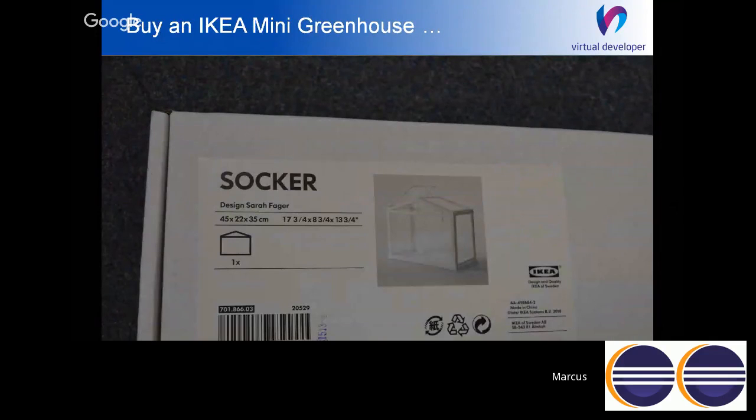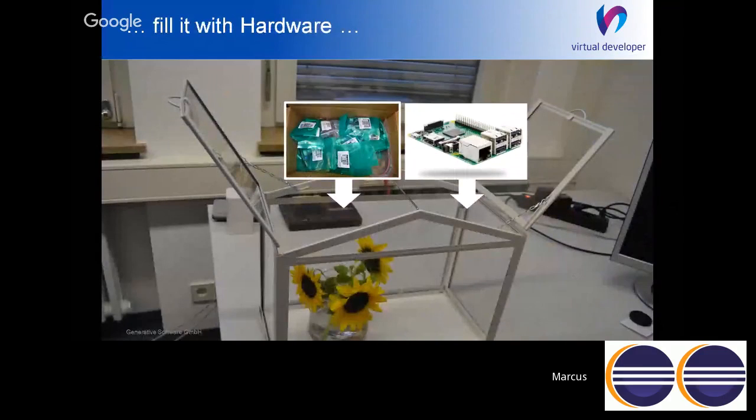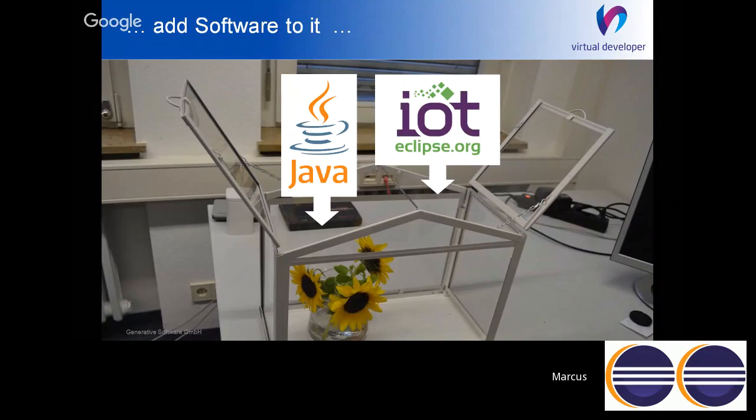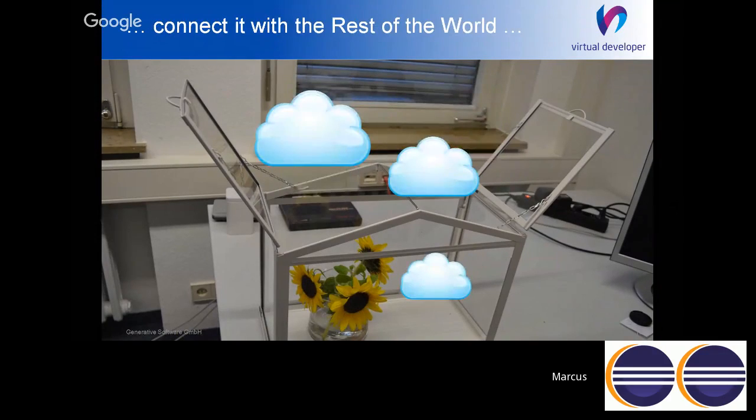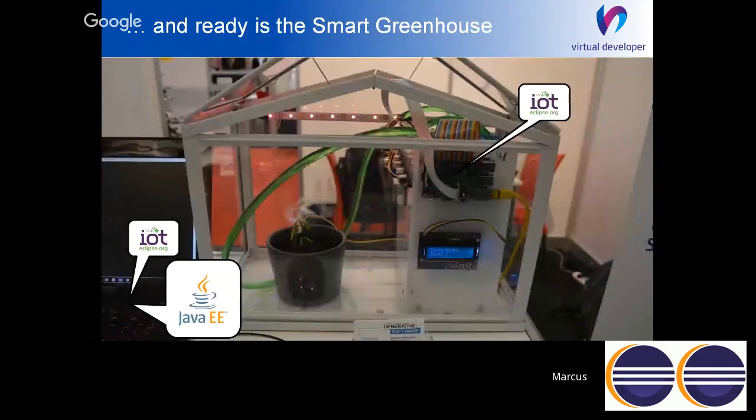So what did we do? We thought about, well, we need hardware, not only computers, but also electronics. So we bought from IKEA a mini greenhouse for around €20, which had the ideal size for our smart greenhouse. We assembled it. We added some ingredients like a Raspberry Pi and some sensors and some software, as I said, and then we connected it to a network. And finally, this is the result of our efforts.